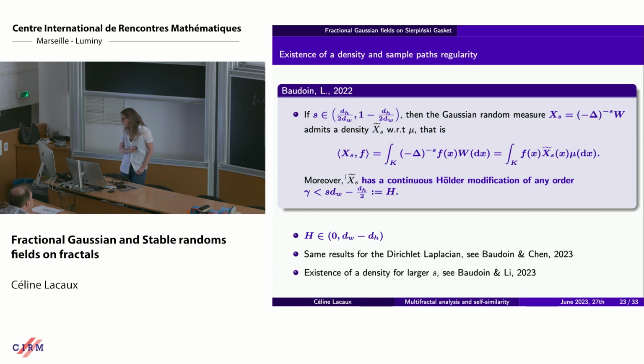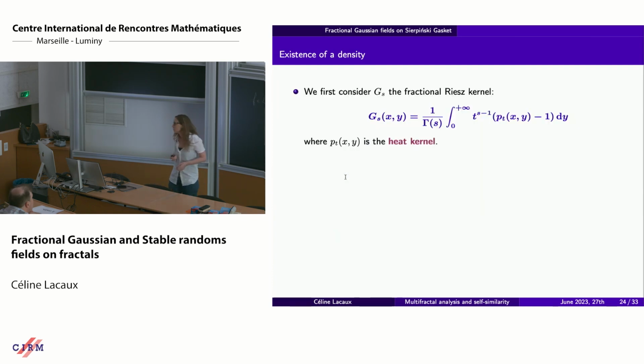So, just some idea of the proof, not really the idea, but what is X tilde? Because if I want to study its sample path, I need to know a little what it is. So, to define X tilde, first we introduce the fractional heat kernel. The fractional heat kernel is linked to the heat kernel, and in the case of the Neumann Laplacian, it is defined by this equation.